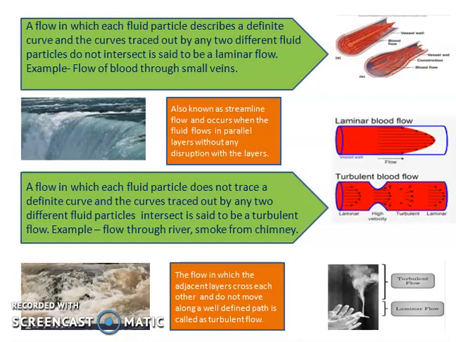In the case of a turbulent flow, the fluid particles will not trace a definite curve and the curves will intersect with each other. So in the first diagram, we can see that the blood flow is entangled in the case of a turbulent flow. When smoke is rising from a chimney, initially we can see a laminar flow. It will be in the form of a straight line, and as the smoke goes up and up, we can see the entanglement of the smoke. It is not in a definite direction, so it is spread out throughout. So this is the example for turbulent flow.